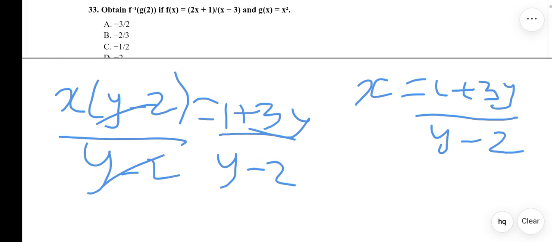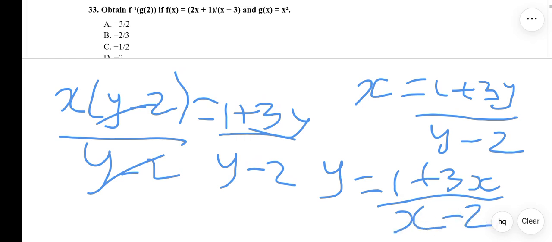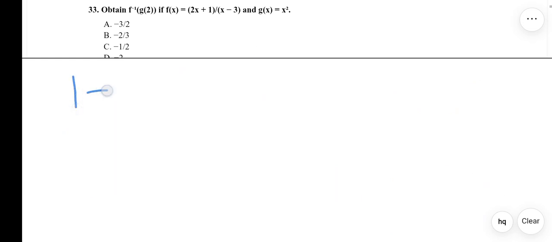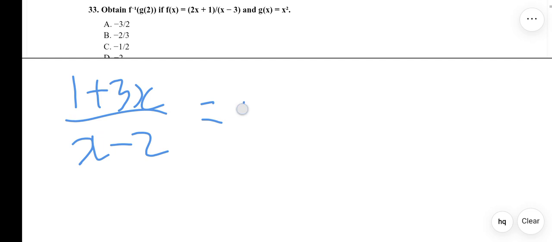But because I'm finding f inverse, my x will change to my y and my y will change to x. So my y will now be 1 plus 3x all over x minus 2. So this value that I got is my f inverse of x. And I also have to find f inverse of g of 2. What is my g of 2? I've gotten it to be 4, right? So I'm going to replace this value here with 4. So that will be 1 plus 3x all over x minus 2. So what is my x? My x is equal to 4.